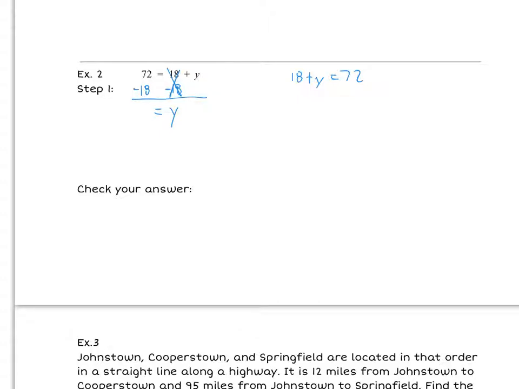72 minus 18. What'd you get, Jackson? 54. Now we're going to check it. We're going to take my original equation, 72 equals 18 plus y, and instead of y, I'm going to put 54 there. I'm going to do 18 plus 54 on your calculator. What do you get? You get 72. That makes sense. So y is equal to 54. Circle your answer.